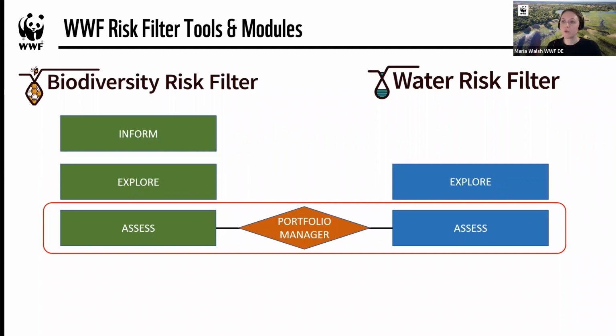We do have an assess module both in the biodiversity risk filter and the water risk filter, but this is really where it all comes together. So this is where the users are providing their data that we need, or the tool needs, to assess biodiversity and water risk. And because user data is provided here, this is also the only part of the risk filter suite that is secured by a login. So I'll go through this in just a second.